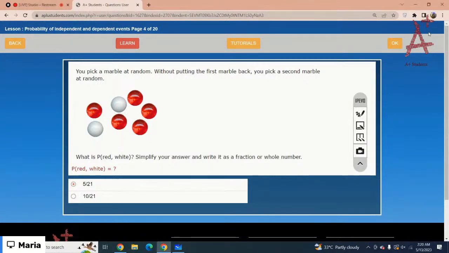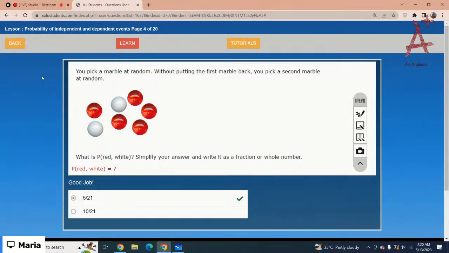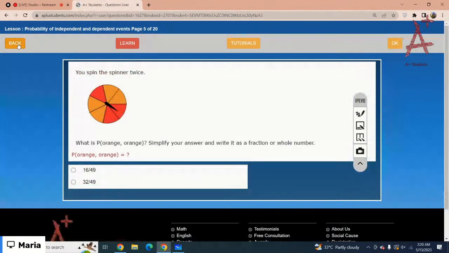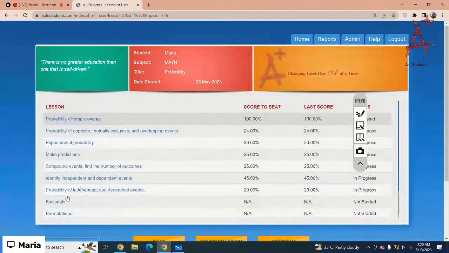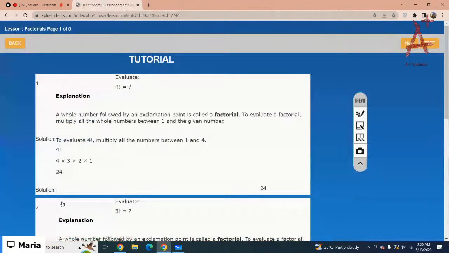Okay, you can complete the test by yourself later today. Let me just move on to the next lesson. The next lesson is factorials. So what is a factorial? How do we calculate the factorial? Here is the definition. A whole number followed by an exclamation point is a factorial. Whenever you see a number like 4 with an exclamation mark, you read it as 4 factorial. Got it? The sign in math would be factorial.